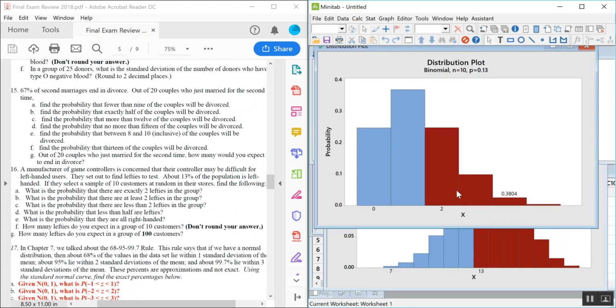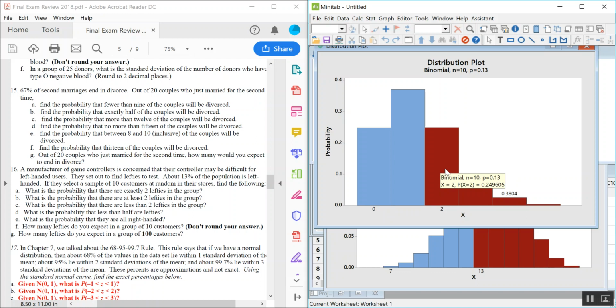And there's where we're at. So there's greater than or equal to 2, and it's 38.04%. Similarly, if I want A, which is exactly 2, I can leave my mouse sitting on 2 and get that the probability is 0.249605. Doing okay with that?